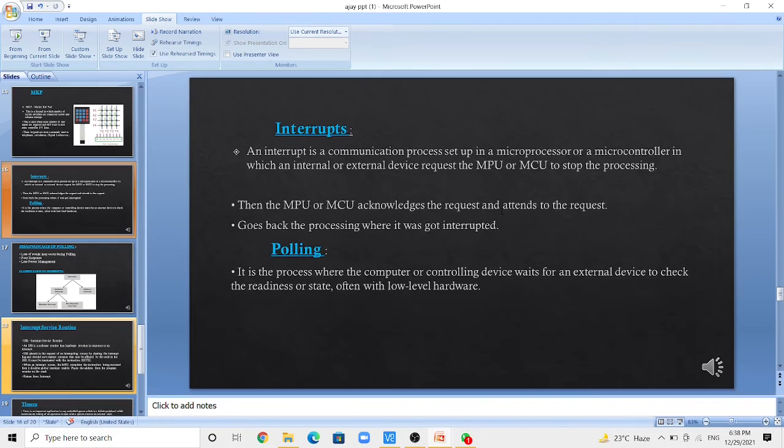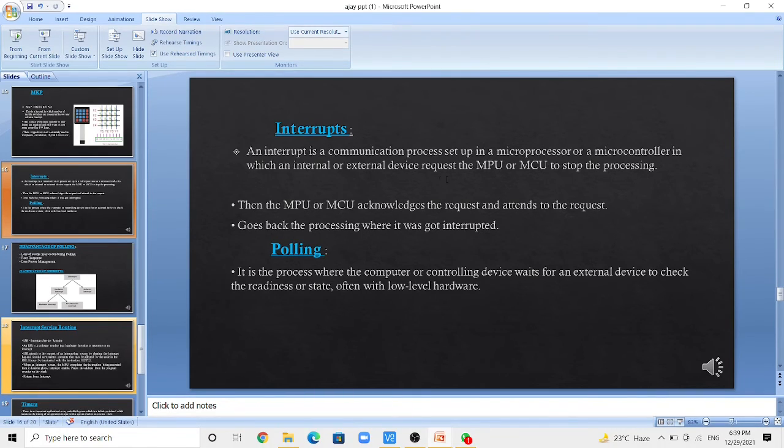And then go to next. Interrupts. Interrupt plays a key role in the controller concept and processor concepts also. In general, an interrupt is a combination of processes set up in a microprocessor or microcontroller, in which an internal or external device requests the MPU, microprocessor unit, or microcontroller unit to stop the processing. These interrupts are used for the purpose of stopping the processing.